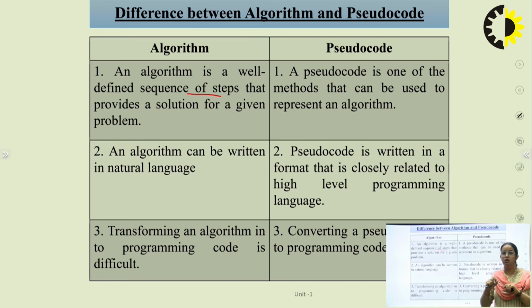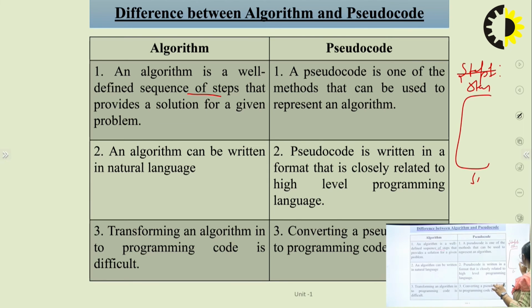After removing the steps, that we write like step number 1, step number 2, like this, in pseudocode there is no need to write these steps. Also no need to write any start and stop, but the inner portion of your algorithm is the same as your pseudocode. That's why we say this is used to represent an algorithm. An algorithm can be written in natural language, but pseudocode is written in a format that is closely related to the high level programming language.